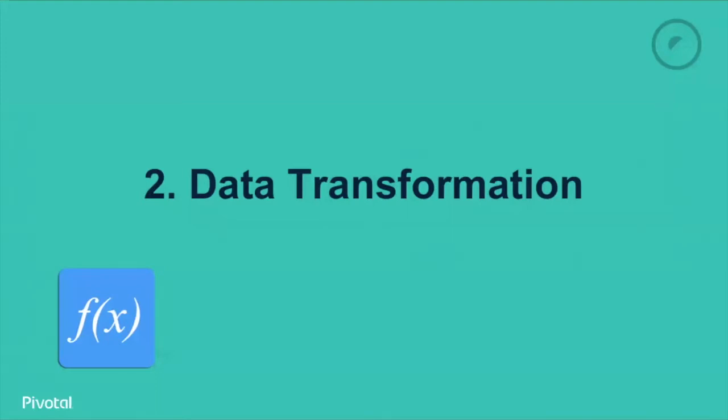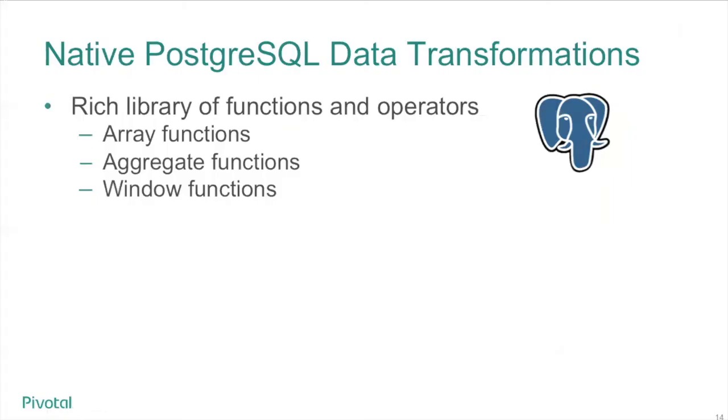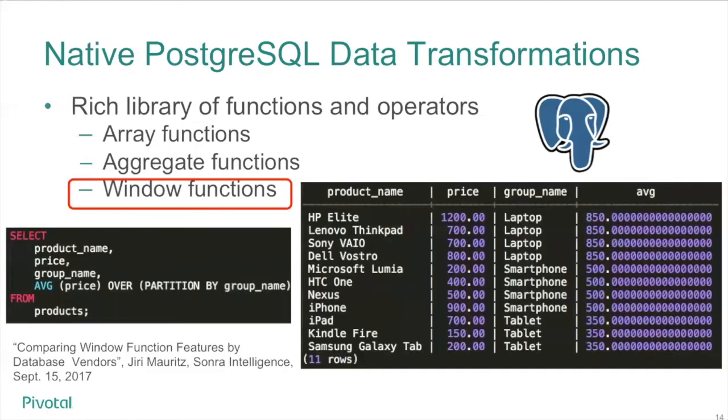Now let's talk about data transformation. Data scientists tend to spend an enormous amount of time preparing data for input into predictive algorithms. So they need tools to make this as efficient as possible. Well, by virtue of the Postgres heritage, there's a rich library of native functions and operators, including array functions, aggregate functions, and window functions. And also keep in mind on Greenplum, these are running in parallel on a cluster of many Postgres instances. So let's look at an example of a window function.